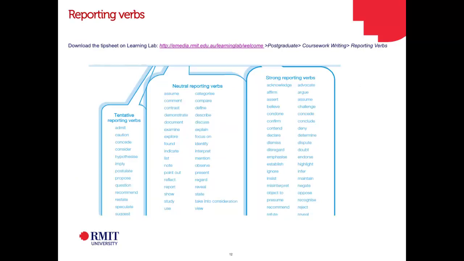Here's a list of useful reporting verbs. They're divided into tentative, neutral, and strong. All of these are valuable. It depends on the context and the way you seek to use them for your purposes. Some of the neutral reporting verbs are particularly useful. Think about when you might use them. So download this sheet from the Learning Lab so that you can keep it handy for when you're writing your literature review and discussion sections. There's a link on the Know How site.